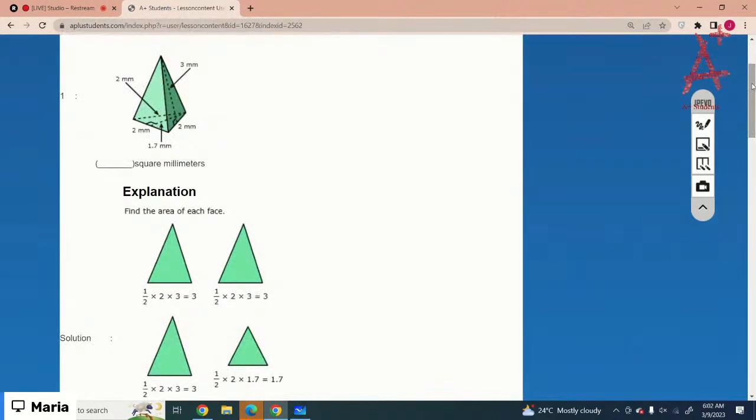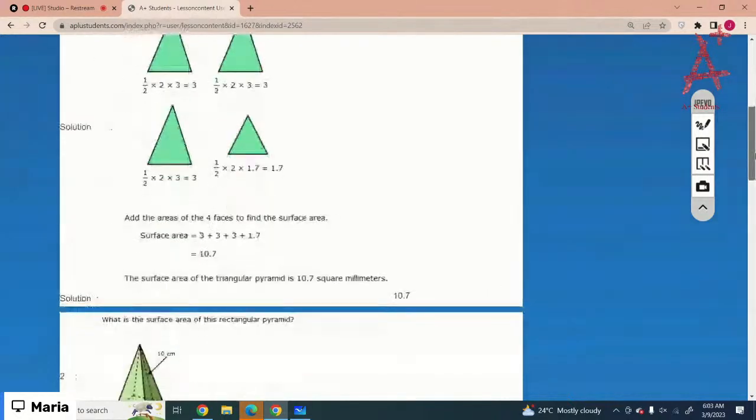Triangular base also. So let's start calculating the area of the base. So let's start with the front side. Got it? Half times base times height. The height given of the triangle is 3 and the base is 2. It would be 1 by 2 times 3. Got it? Just calculate the area of the other two faces. They are the same. Then you have to calculate the area of the base. The height of the base is 1.7. It would be 1 by 2 times 2 times 1.7. So we have to add all the faces, the sum of all the areas, and it would be 10.7. Got it?